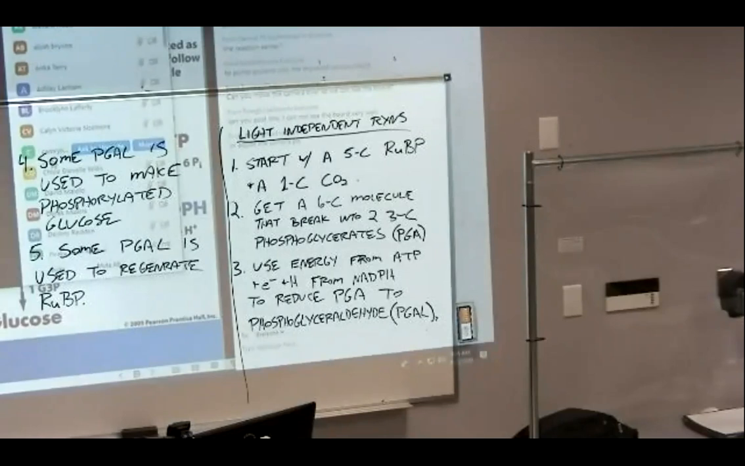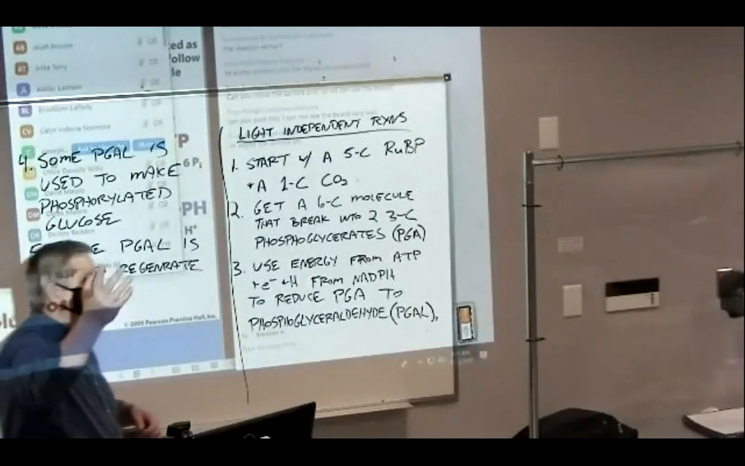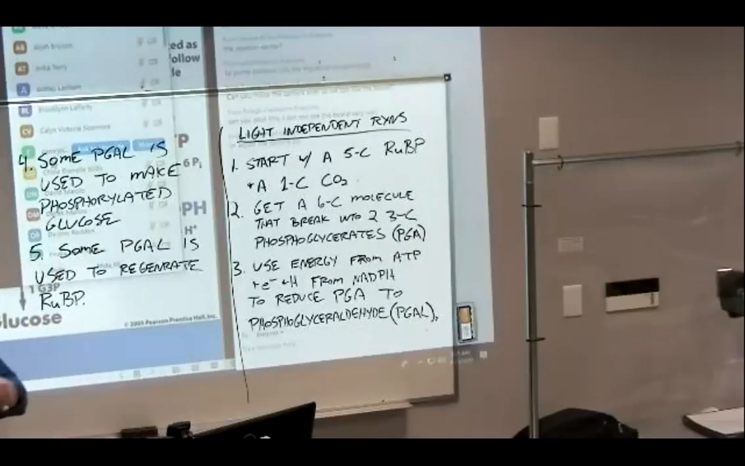So if you remember these 5 steps for the light independent reactions, you're good for the exam. We start with a 5-carbon ribulose bisphosphate and a 1-carbon CO2. We make a 6-carbon molecule that breaks into 2 PGAs. We use the energy from ATP and electrons and hydrogens from NADPH to reduce that PGA to PGAL. We can use PGAL to make glucose directly, but we've got to save some of that PGAL and use it to regenerate the 5-carbon ribulose bisphosphate. And that's going to take more energy from ATP.